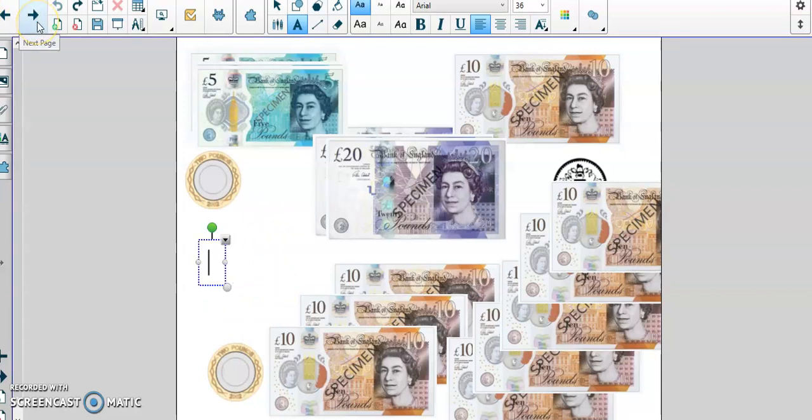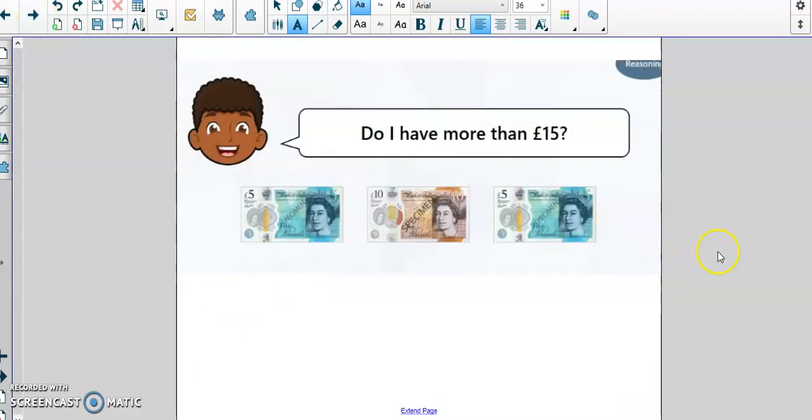Right, let's look at our next challenge. On your worksheet, you're going to have some explaining and thinking about notes in lots of different ways. Let's have a look at this together. It says, do I have more than £15? So I'd like you to have a bit of thinking time and think how much money is there altogether. And let's have a look.